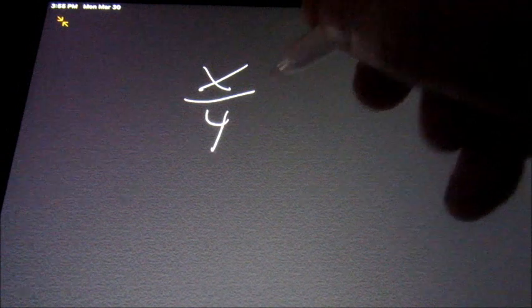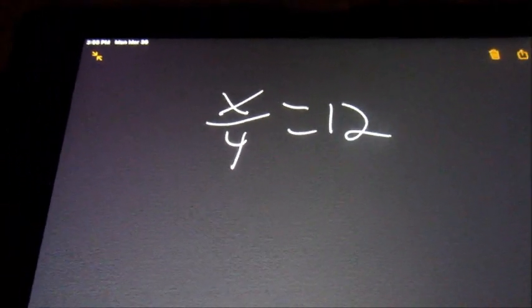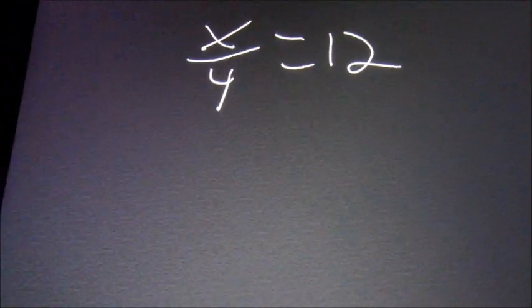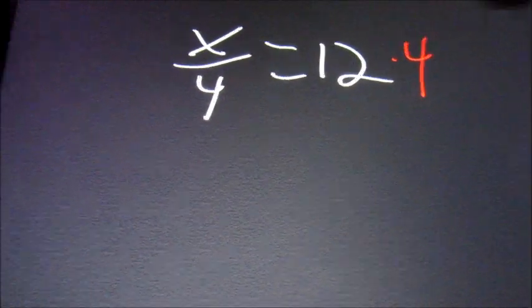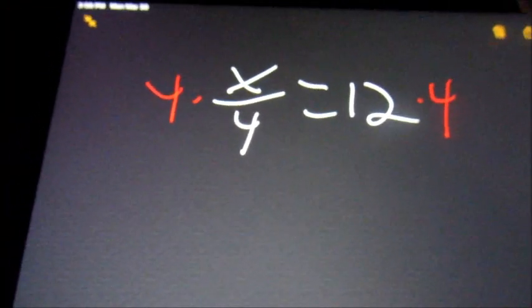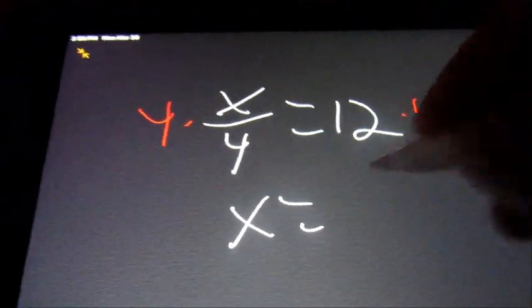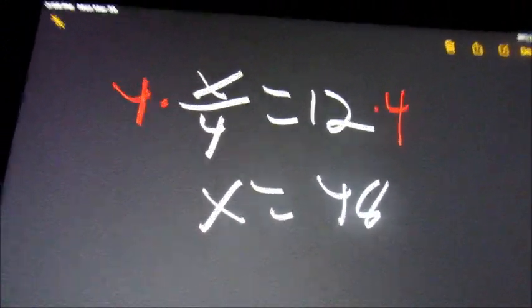Next, let's say we have x divided by 4 equals 12. So here I did say x divided by 4 instead of x over 4, which you can say either way. But what we're going to do now is multiply, because we're dividing, both sides by 4. And when I do that, 4 divided by 4 is 1. So we're just left with x equals 12 times 4, which is 48.